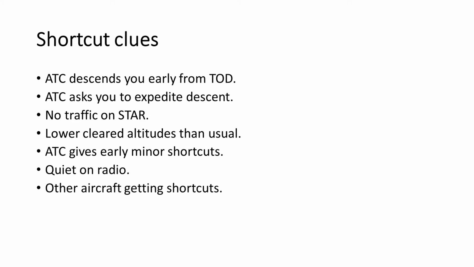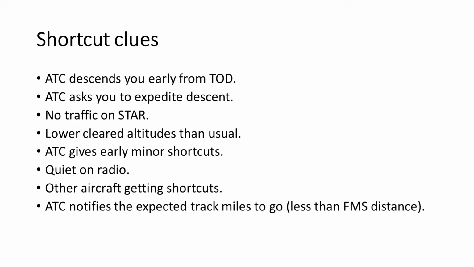And other aircraft getting shortcuts, that's definitely a clue that you might be the next one to get a shortcut. ATC might notify you the expected track miles. That's an easy one, because of course you can use that number straight away to make your profile calculation. And especially if this distance is less than the FMS distance, of course that means that's a shortcut. And of course, if ATC plainly tells you to expect a shortcut.